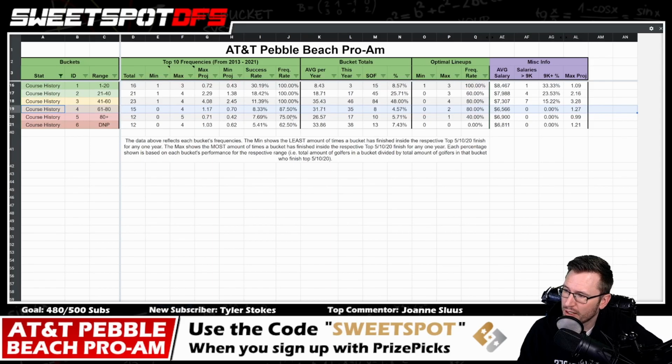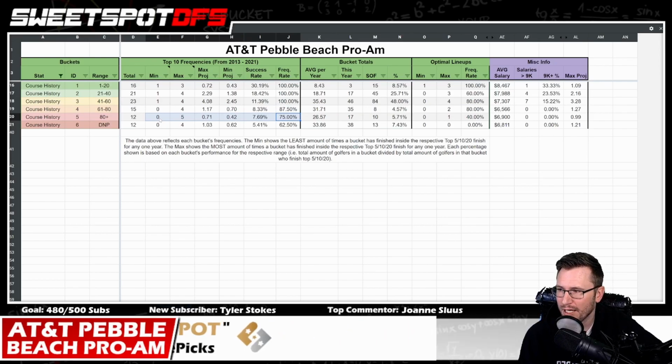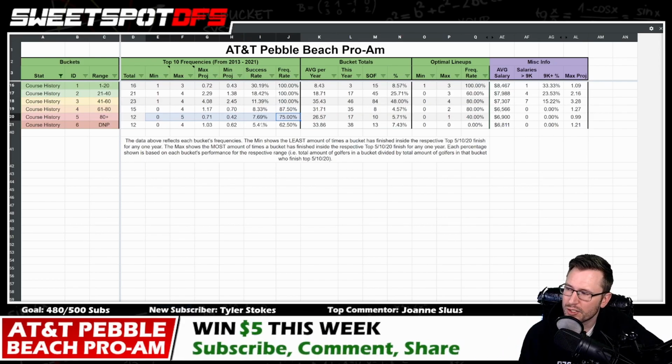Just to double check, frequency rate 75%. That's not terrible. So to 10 years, I think course history would be last 8 years. So this is 6 out of 8 years that we've seen one guy at least inside the top 10 from this bucket. But yeah, 0 to 2, nothing is very obvious of, you know, picking golfers from here.